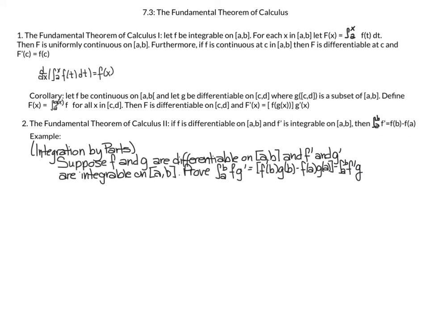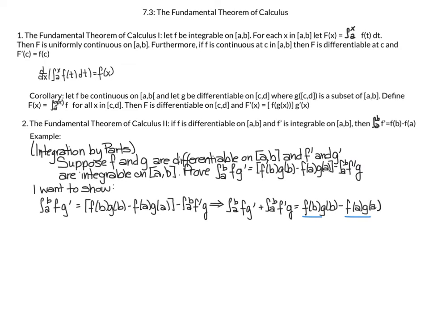For our next example, we are going to prove the formula for integration by parts. So we're going to suppose that f and g are differentiable on the closed interval a b, and f prime and g prime are also integrable on the closed interval a b. We want to prove that the integral from a to b of f times g prime is equal to f of b g of b minus f of a g of a minus the integral from a to b of f prime g.